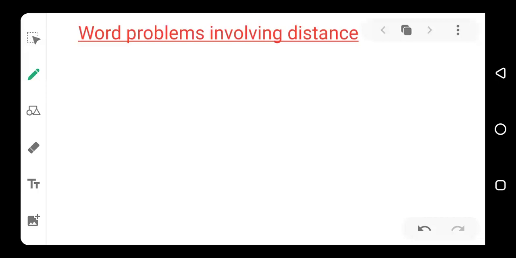Today we want to learn word problems that involve distance. In our previous lesson, we talked about how to convert distance in different units to another unit. We've talked about how to convert distance in cm to meter, distance in millimeter to cm, and back from cm to millimeter. Then we also talked about how to convert distance in meter to kilometer and so many other ways of converting distance.